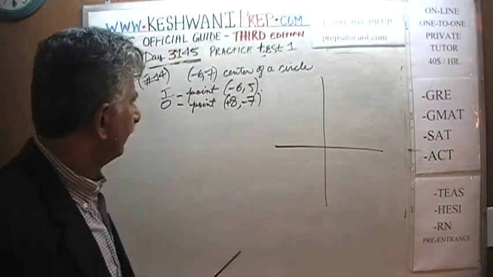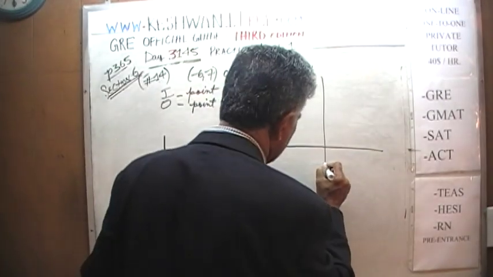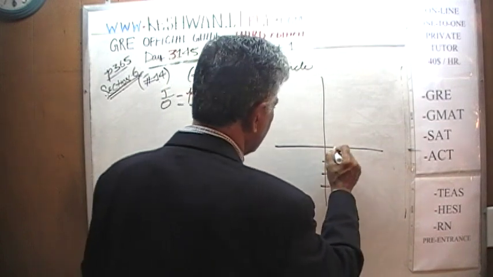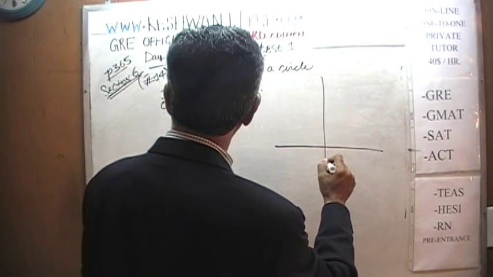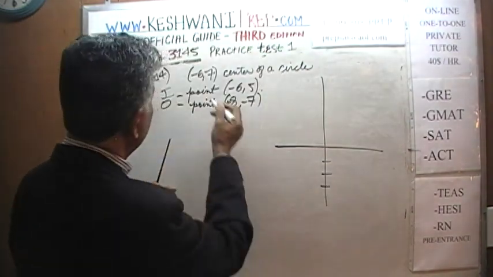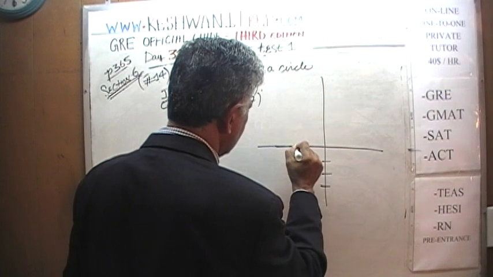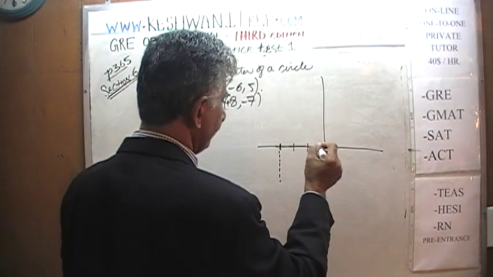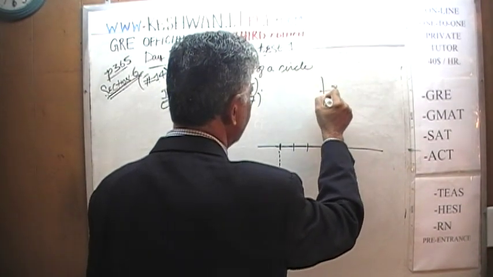So, center is negative 6 and 7. 2, 4, 6, negative 6 and positive 7. Oh, negative 6 is the x-coordinate. 2, 4, 6, negative 6. And positive 7. 2, 4, 6, 8. This is 8, so this is 7.